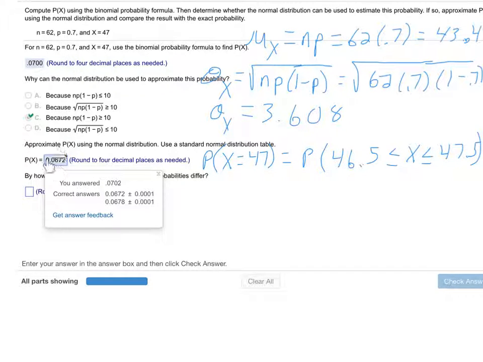Okay, so that's what we're doing down here. Okay, use the normal distribution. Use a standard normal distribution table, so you don't have to go to the back of the book and look up z-scores.